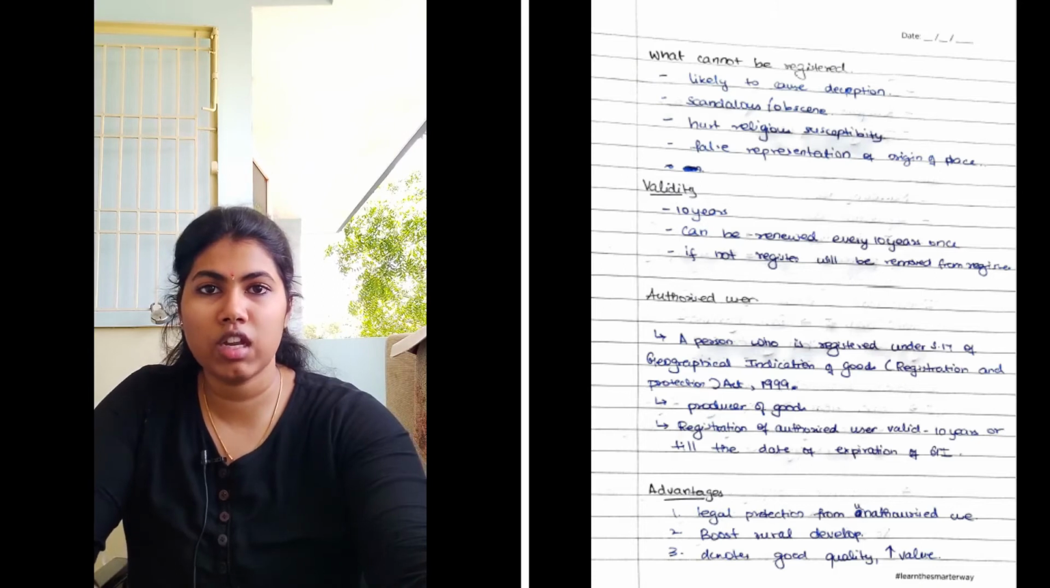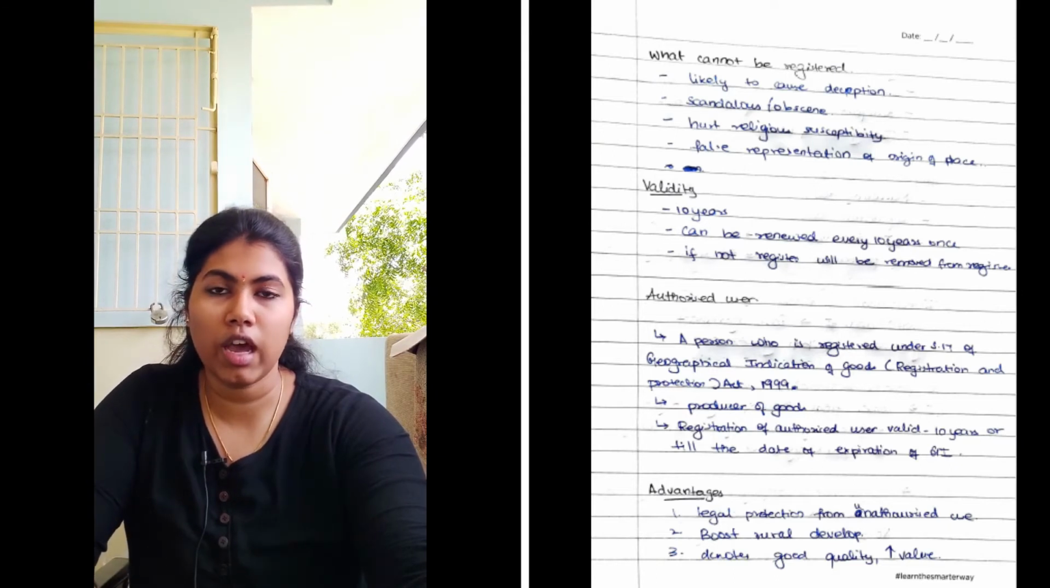An authorized person is a person who is registered under section 17 of the Geographical Indication of Goods Protection and Registration Act of 1999. He is actually the producer of the good. That is, any producer of that particular good can go and register himself as an authorized user. And this registration of an authorized user will be valid for 10 years or till the date of expiration of the geographical indication.